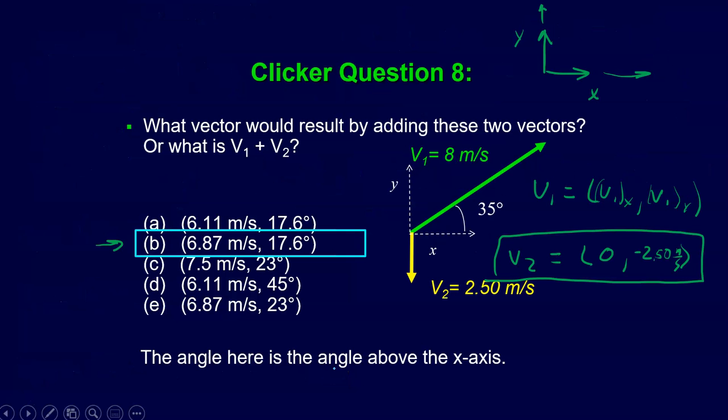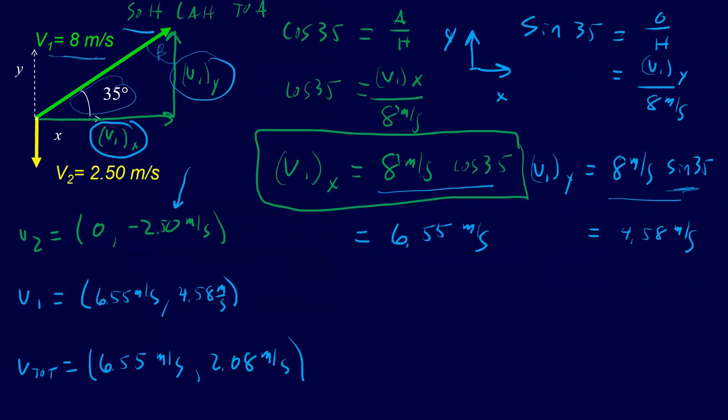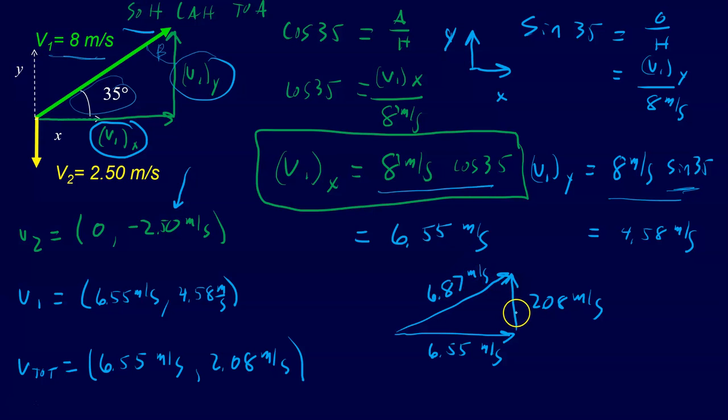However, the person who wrote this question wanted you to give the answer in magnitude and direction format. Okay, I guess they're a jerk or whatever, but that's okay. We can handle that. The way I typically would handle this is I would just make another right triangle. So my V total has an X component of 6.55 meters per second and a Y component of 2.08 meters per second. We've just made another right triangle, and we can use Pythagorean's theorem to figure out the hypotenuse. When I did that, I got 6.8 meters per second.